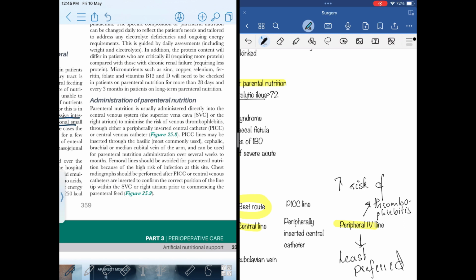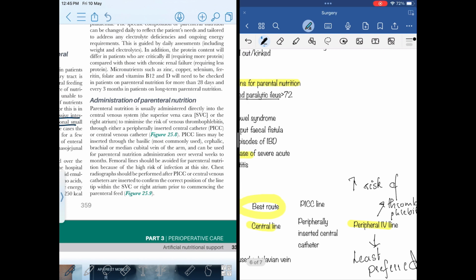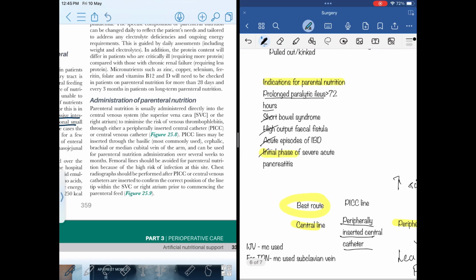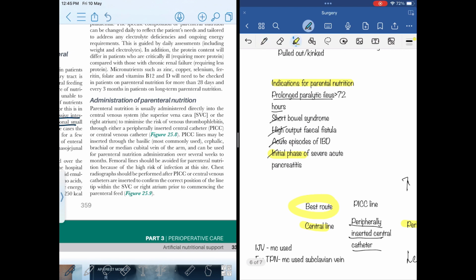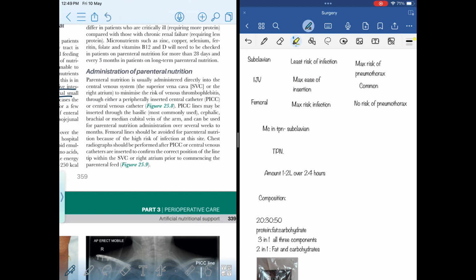We also have something known as the PICC line, that is peripherally inserted central catheter. Now, which is the most common vein used? Internal jugular vein, IJV, is the most common vein used overall. But for TPN, the most commonly used vein is the subclavian vein. With the subclavian vein there is the least risk of infection, and with the femoral vein there is the maximum risk of infection. Internal jugular vein lies somewhere in between, right?